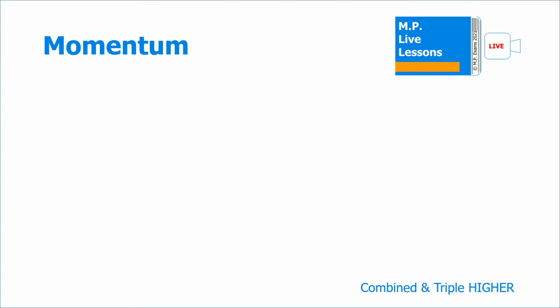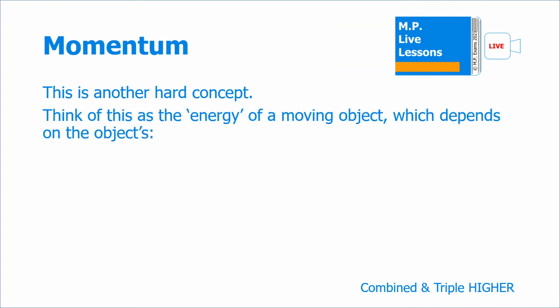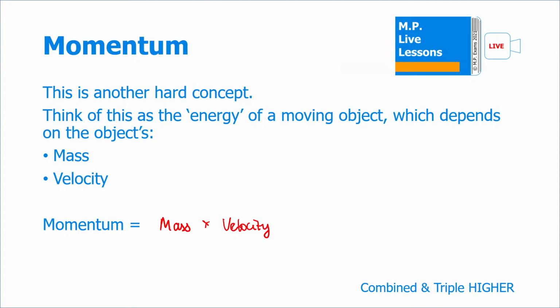Now, for higher tier on both combined and triple, they'll need to know about momentum. This might come up on their exam. So this is another hard concept along with the laws of motion, which we already looked at. So think of this as the energy of the moving object, which depends on the object's mass and velocity. We get the equation momentum equals mass times velocity. So momentum combines the two units together. So we have kilograms of mass, meters per second for velocity, and that's the unit for momentum.